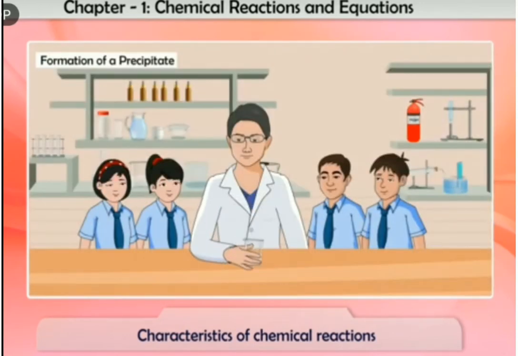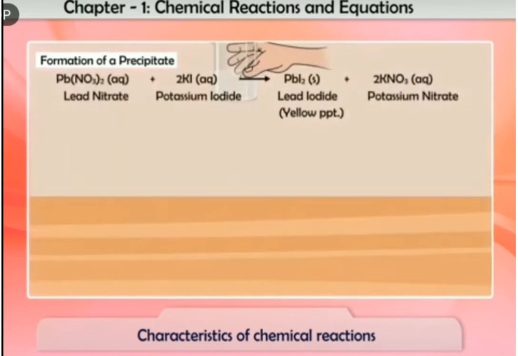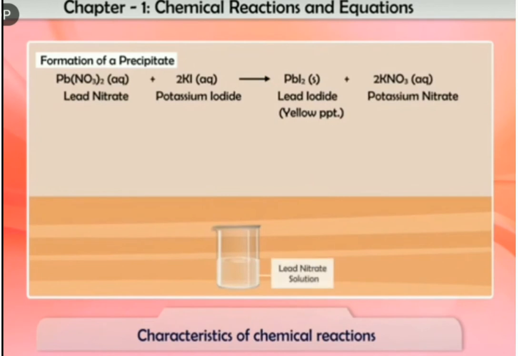Now we will discuss the second characteristic, that is formation of a precipitate. When two reactants are mixed, if one of the products formed is insoluble in water, then it is called a precipitate. Thus we can say that a precipitate is a solid product which separates out from the solution during a chemical reaction. Let us understand this with a few examples.